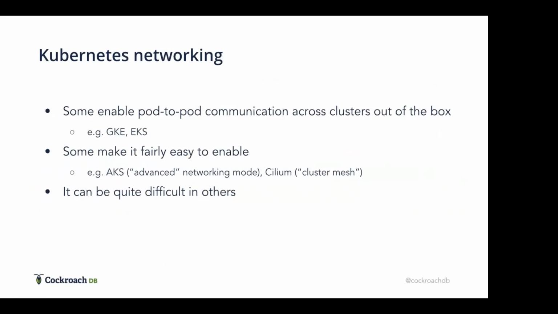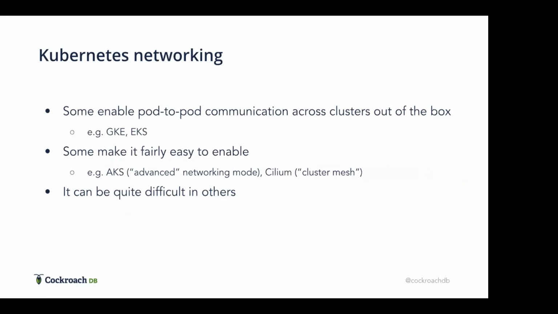And so we can kind of group them into 3 categories, where some of them do enable direct pod-to-pod communication across clusters out of the box. GKE has always done this. Amazon's Elastic Kubernetes Service has started doing this as of earlier this year. They changed their networking model a bit to make it possible. I don't know if this was directly their goal, but their change to using elastic network interfaces and floating IP addresses made this possible. And others don't have it on by default, but make it fairly easy to enable. So with the Azure Kubernetes Service, you have to turn on their advanced networking mode to make this possible.